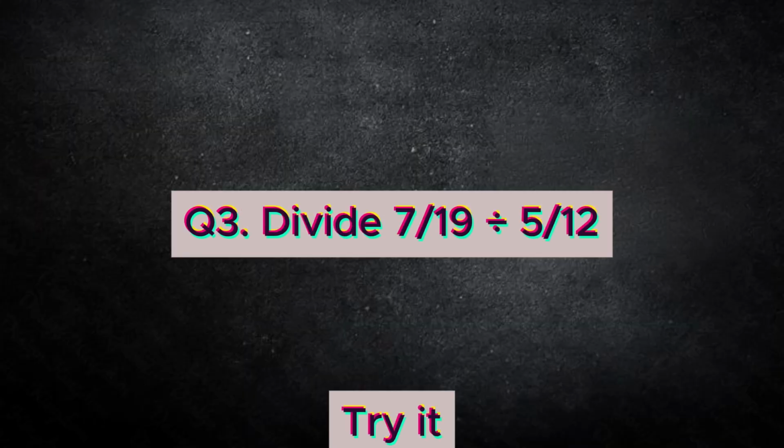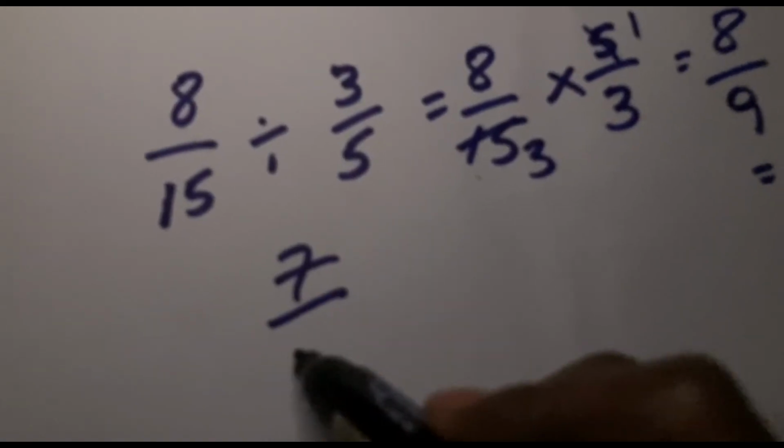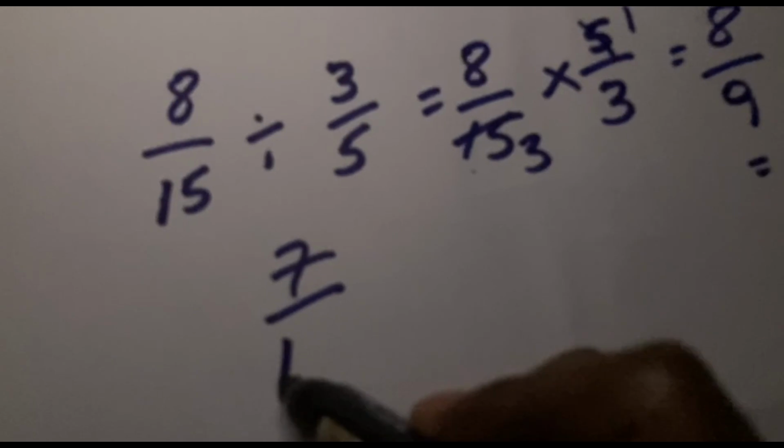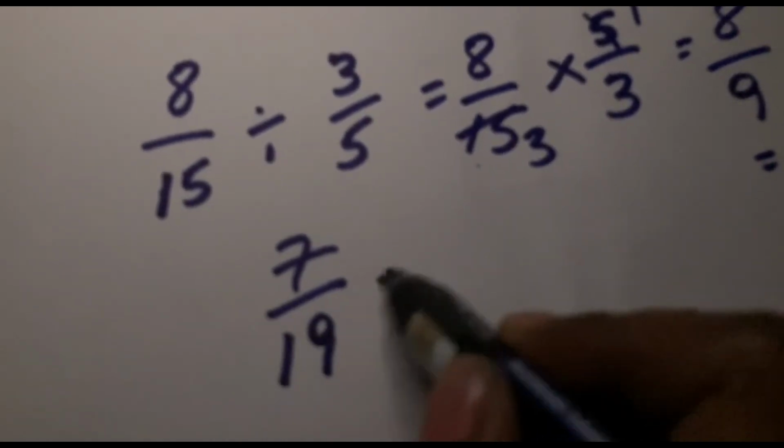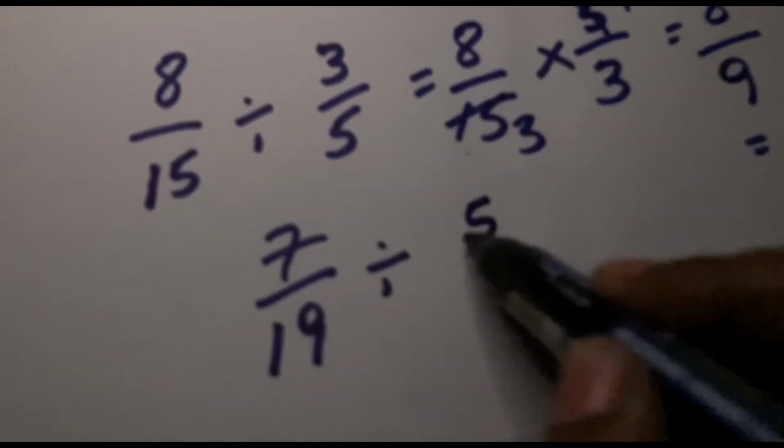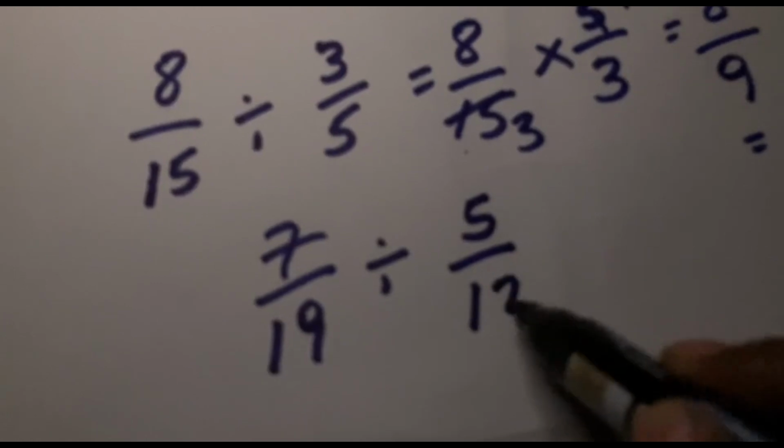Try this one: 7 over 19 divided by 5 over 12.